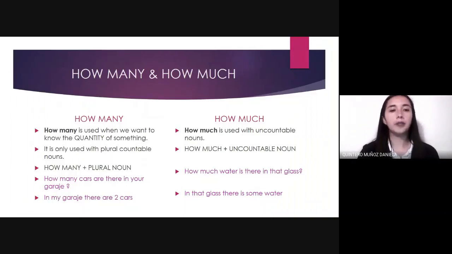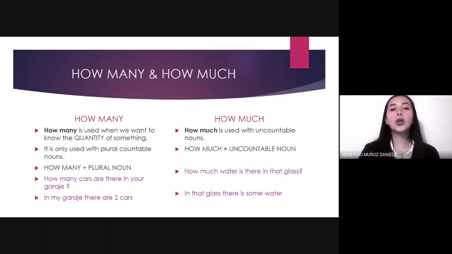Okay, we have how many. How many is used when we want to know the quantity of something. It is only used with plural countable nouns. How many plus plural noun. That means that you use how many only with countable nouns, things that you can count. For example, how many cars are there in your garage? In my garage, there are 2 cars. That means that the cars are countable. You can count the cars. 1 car, 2 cars, 3 cars, 4 cars.